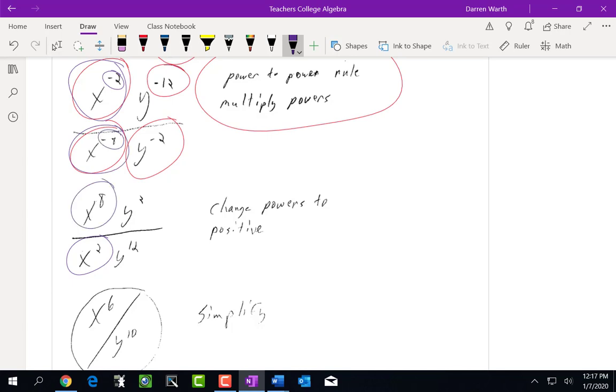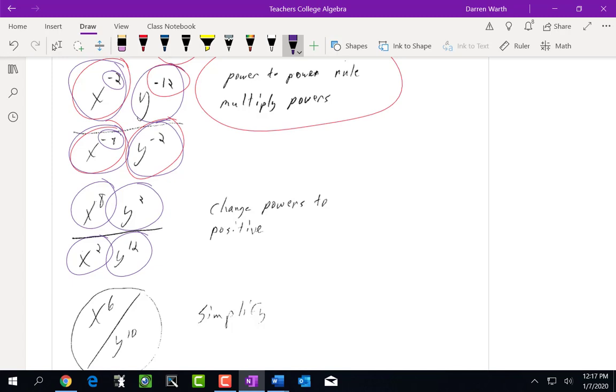I've got y to the -12. I change that to y to the 12, it's in the numerator, so it goes to the denominator. And now my y to the -2 goes to my numerator, which is y to the 2nd. Okay, now I'm going to go ahead and simplify this.